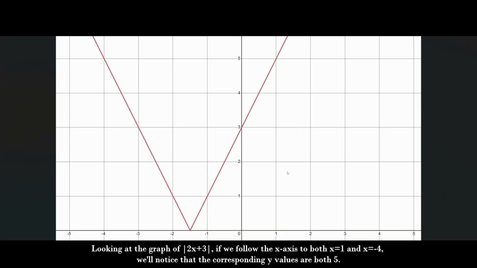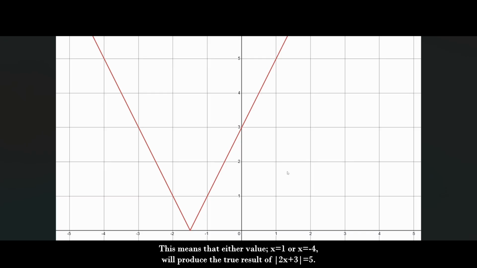Looking at the graph of the absolute value of 2x plus 3, if we follow the x-axis to both x equals 1 and x equals -4, we'll notice that the corresponding y values are both 5. This means that either value, x equals 1 or x equals -4, will produce the true result of the absolute value of 2x plus 3 equals 5.